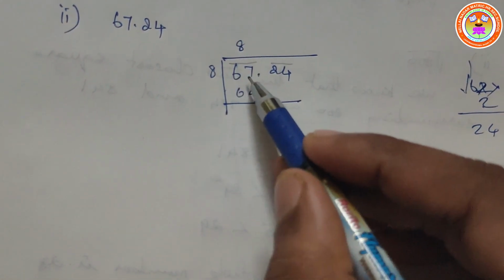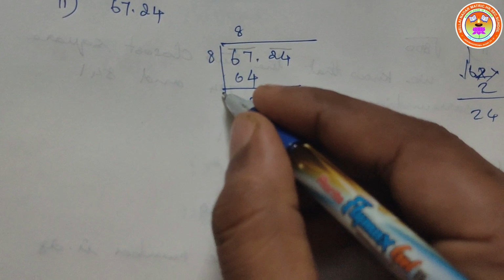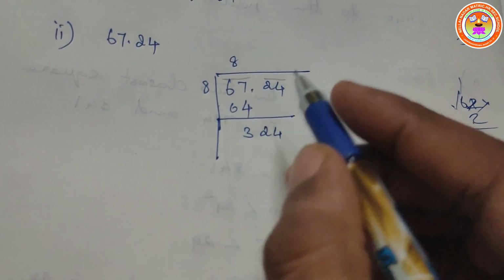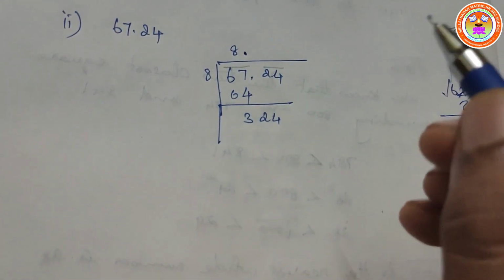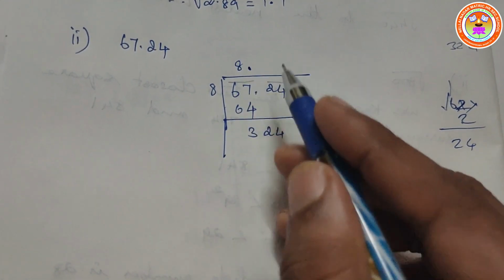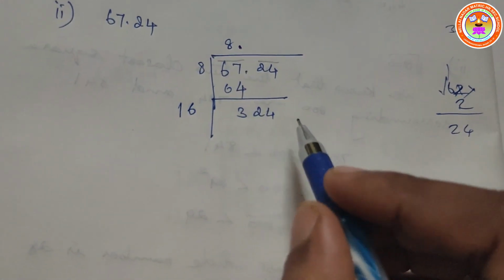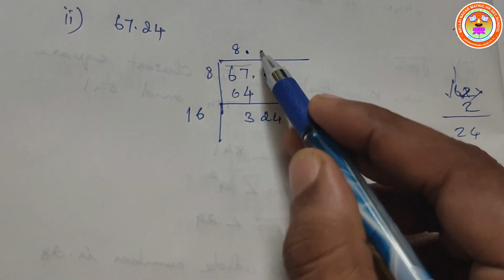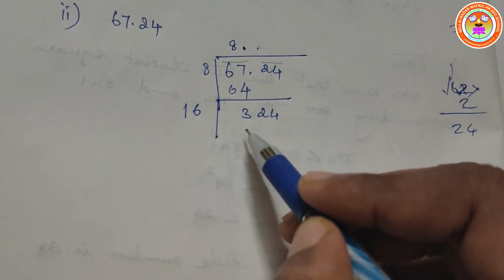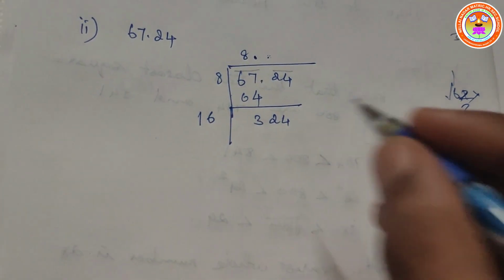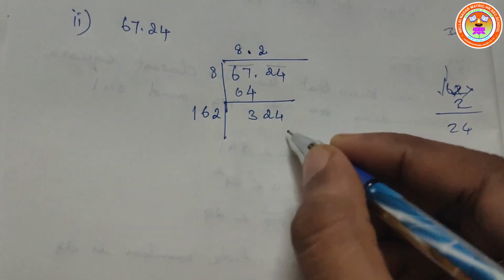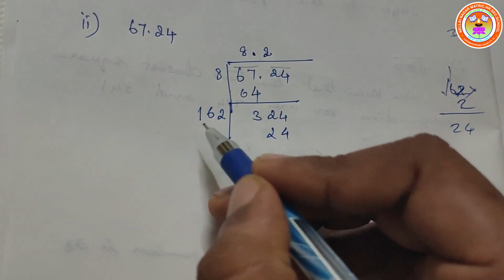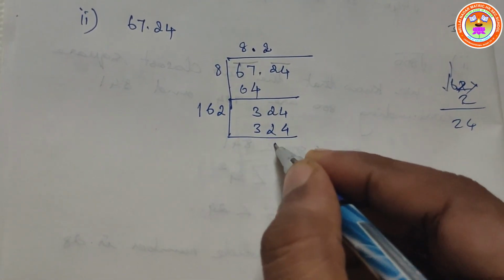So 67 minus 64 is 3. Now bring down the next two digits, that is 24. We are bringing down the digits after the decimal point, so we put the decimal point here. Now multiply 8 with 2, 8 twos are 16, you put 16 here. Check a number, and that number you have to put in these two places. If you multiply that single number with this 3 digit number, you have to get 324. I have chosen 2, 2 twos are 4, 2 sixes are 12, remainder 1, 1 twos are 2, 2 plus 1 is 3. So we got the number. If you subtract, you will get 0.